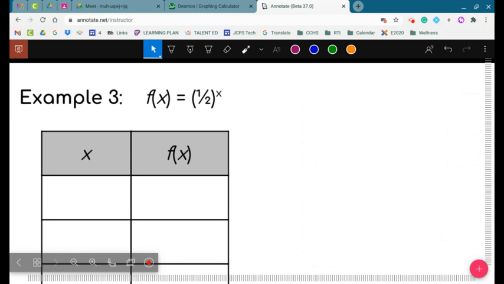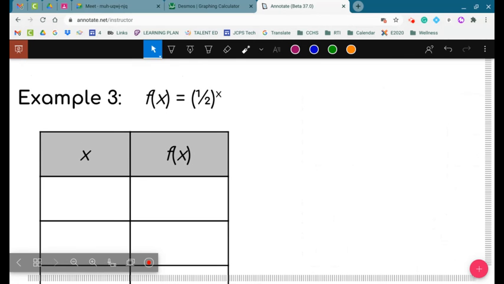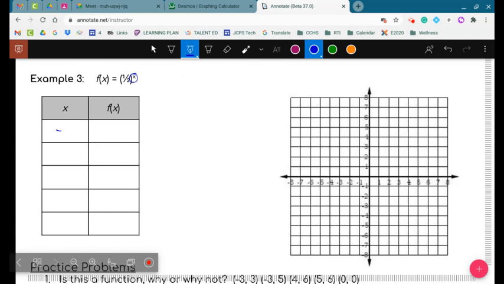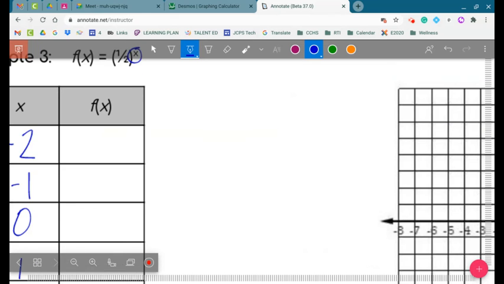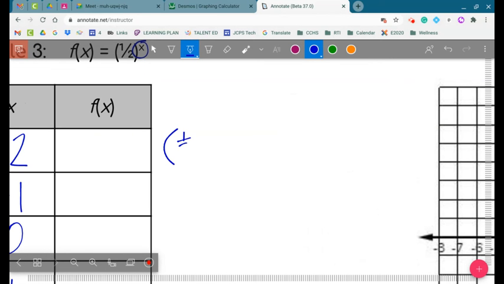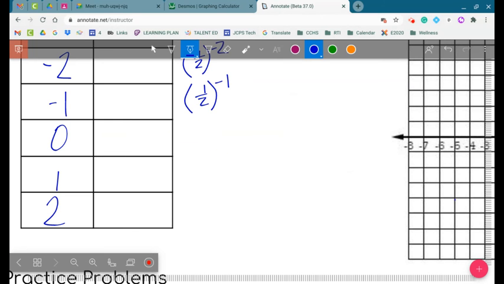The next one, we have 1/2 to the x. So the x is what we're replacing each time, so we are going to have to keep that in mind. Our x's are negative 2, negative 1, 0, 1, and 2. So we're going to have 1/2 to the negative second, 1/2 to the negative first, 1/2 to the 0, 1/2 to the first, and then 1/2 to the second.